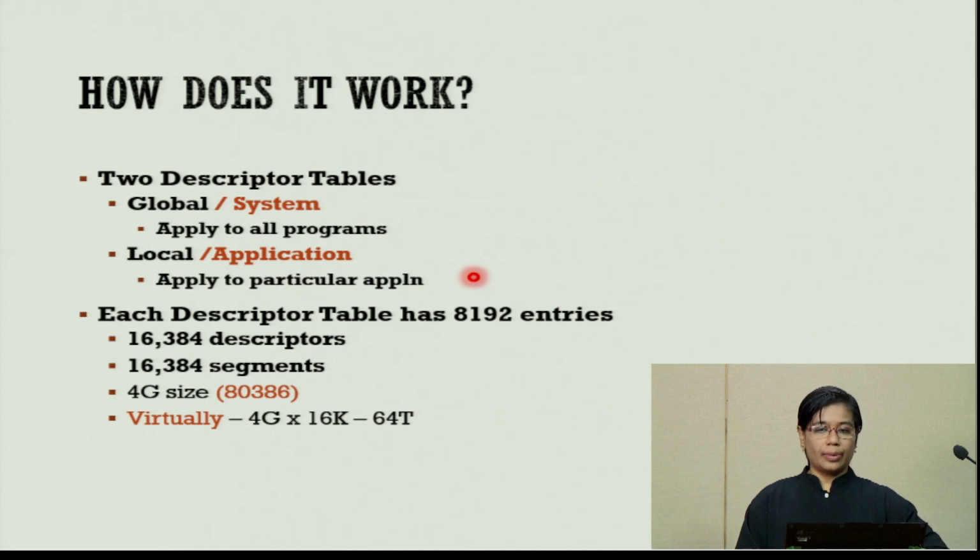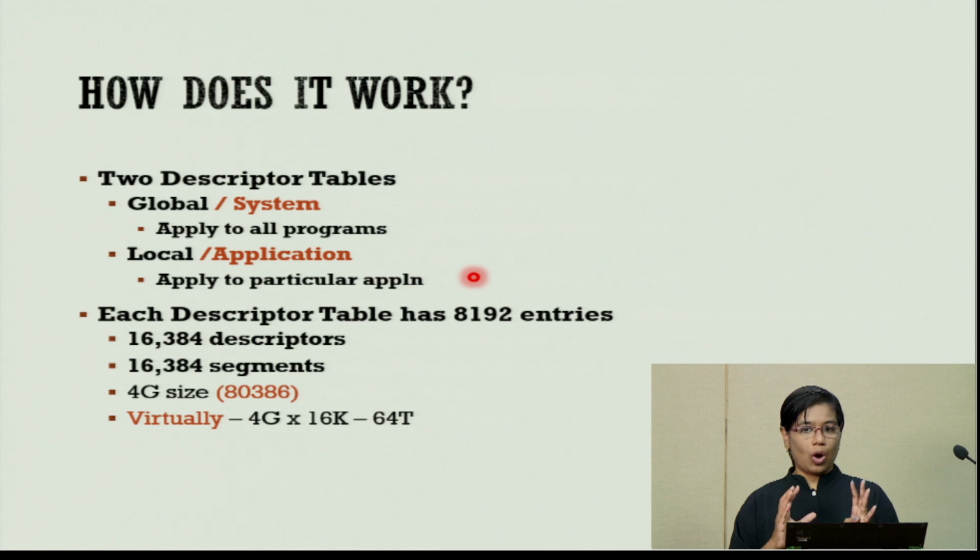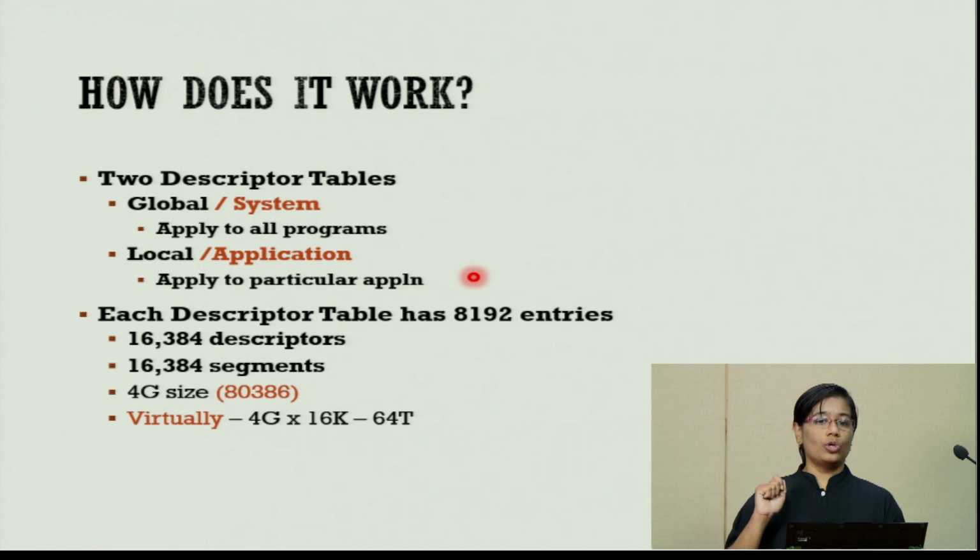Now forget the concept of having 4 segments: code segment, data segment, stack, and extra segment. Those are the physical segments. What we are going to be talking about now is a segment having a descriptor. So if a segment has a descriptor and there are totally 16,384 descriptors, it also follows that there are 16,384 segments available in memory.